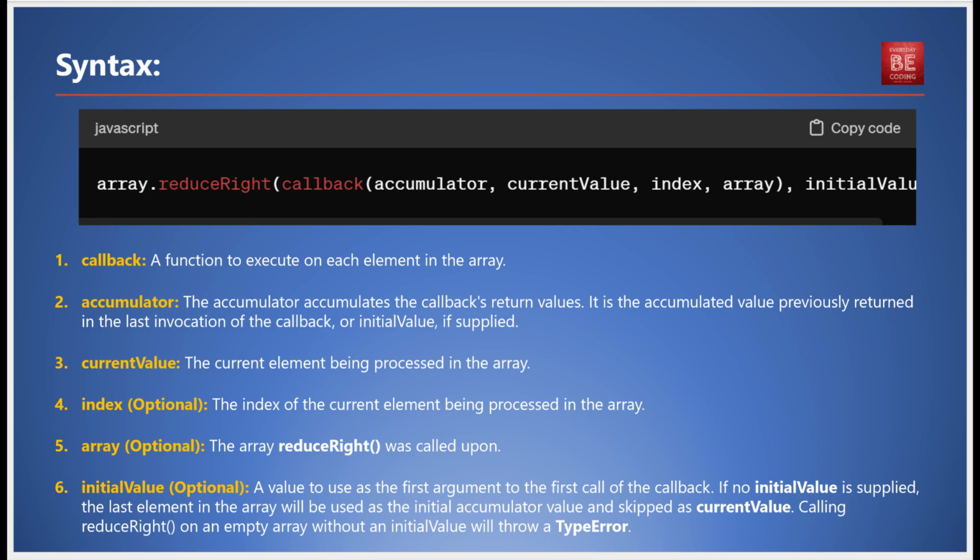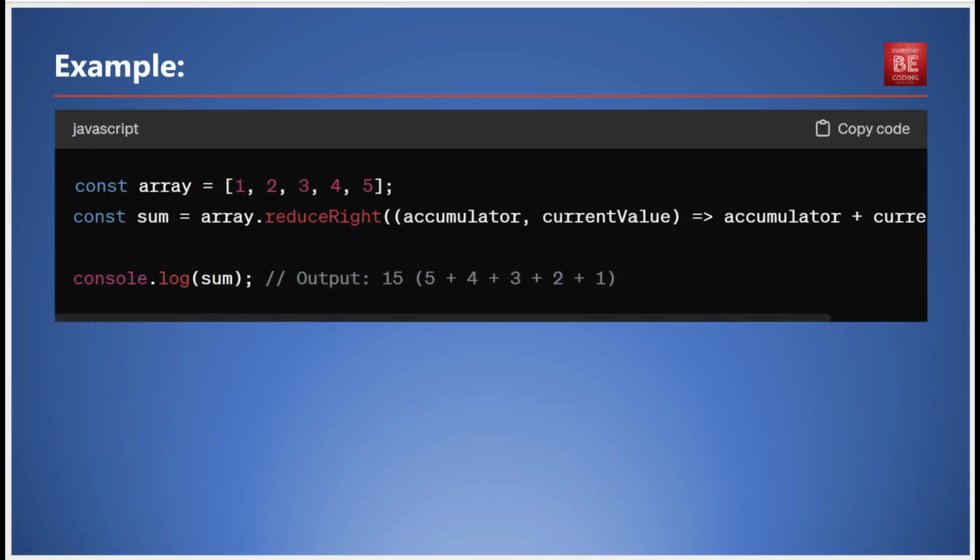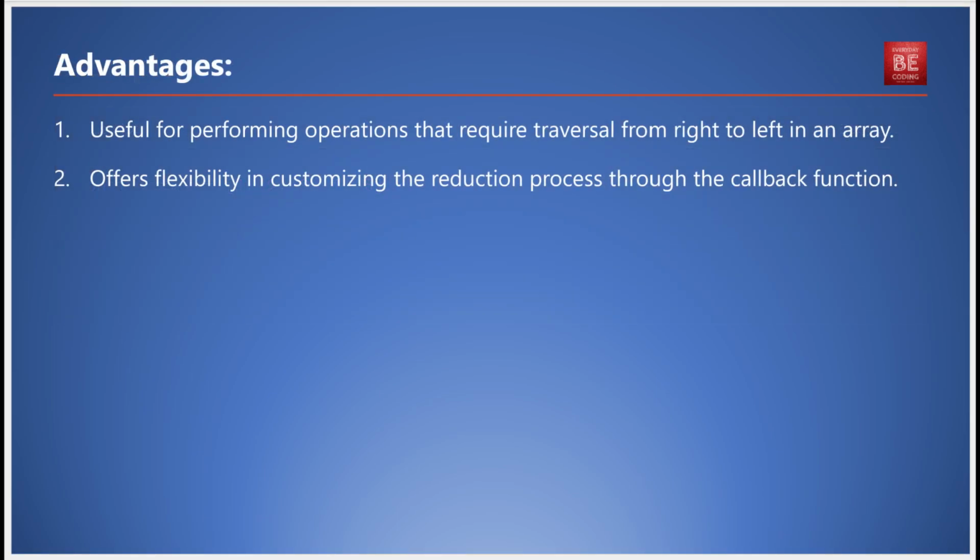of the callback. To bring this concept to life, let's consider an example. Suppose we have an array of 5 elements, 1, 2, 3, 4, and 5. We want to find the sum of these elements. Using the reduceRight method, we define the callback function as the sum of the accumulator and the current value. When we log the sum, the output is 15, which is the sum of 5, 4, 3, 2, and 1. This method has its advantages.